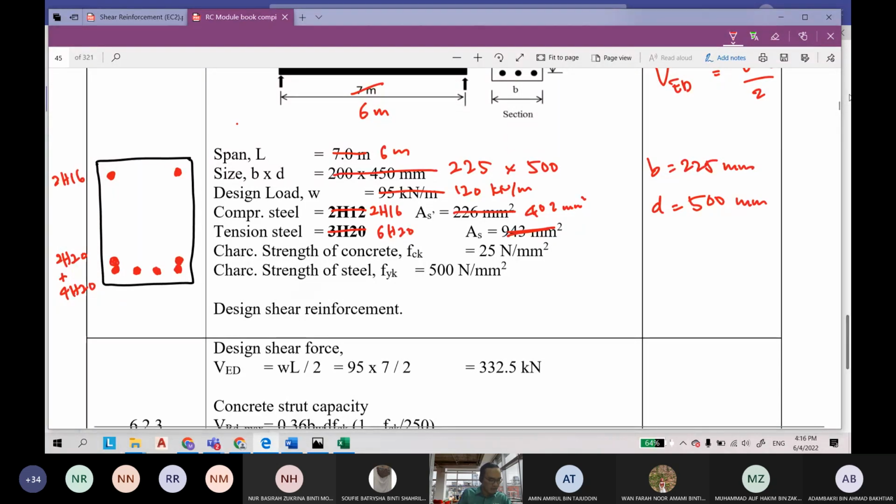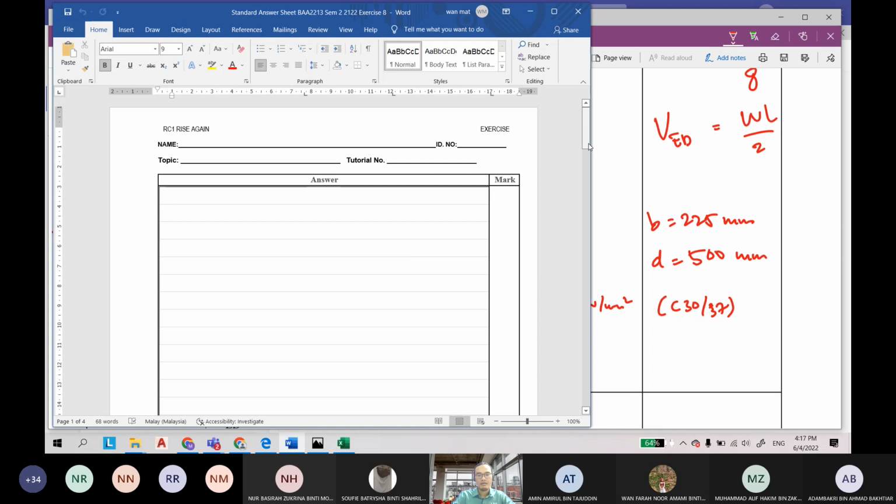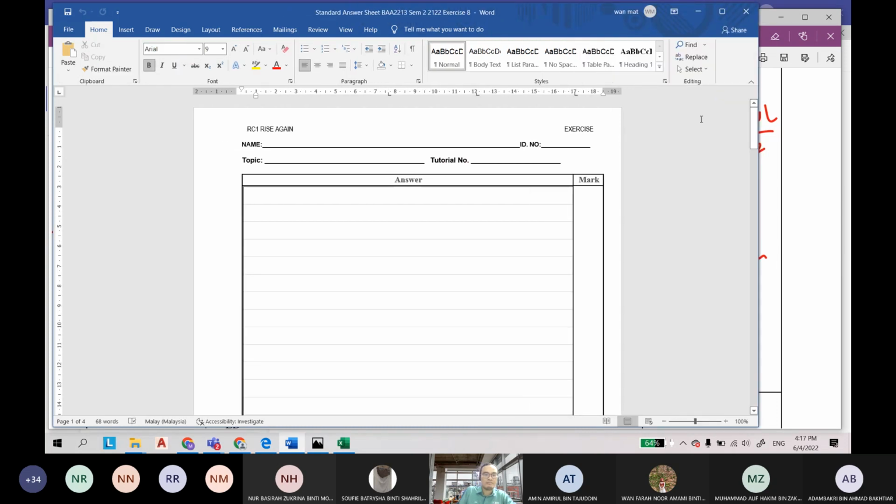And then the concrete grade I use is 30 Newton per millimeter square, which is the concrete class C30/37. And then the design of steel is similar. Have you finished writing this design parameter? I believe everyone has finished. So we can start with our answer sheet.